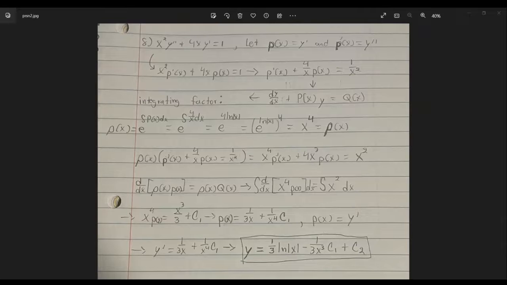So we have y prime and we integrate both sides. We get 1 over 3 times ln of x minus 1 over 3 x cubed c1 plus c2, because we have two constants as we integrated twice. Great. This is another way of solving equations using substitution to deal with higher order derivatives: each time we substitute a variable. Okay. Great. Thank you.